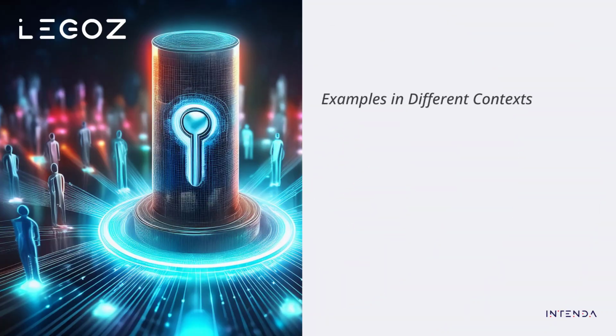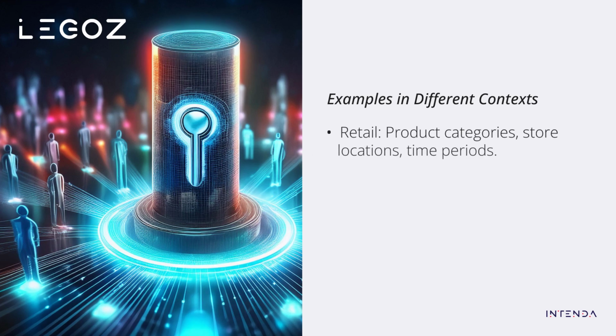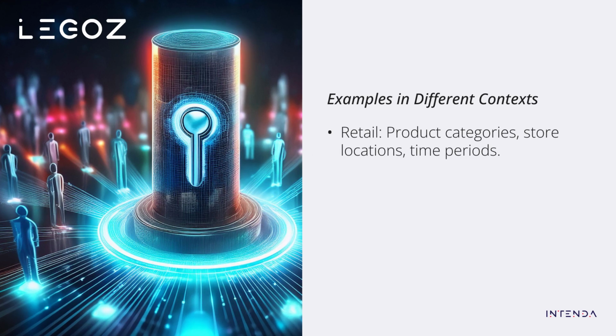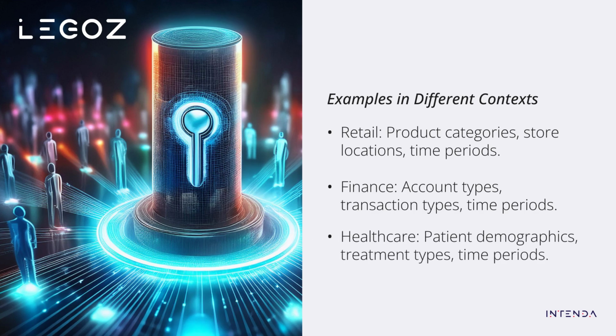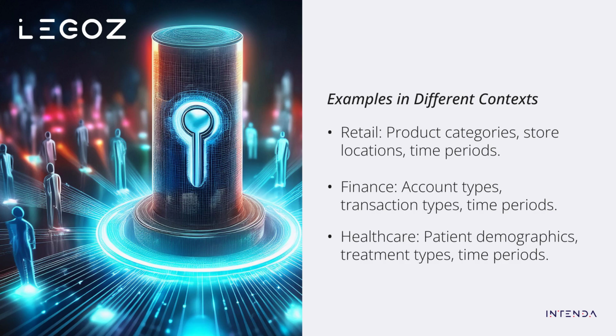Some contextual examples of dimensions include: in retail, product categories, store locations, and time periods. In finance, account types, transaction types, and time periods. In healthcare, patient demographics, treatment types, and time periods.